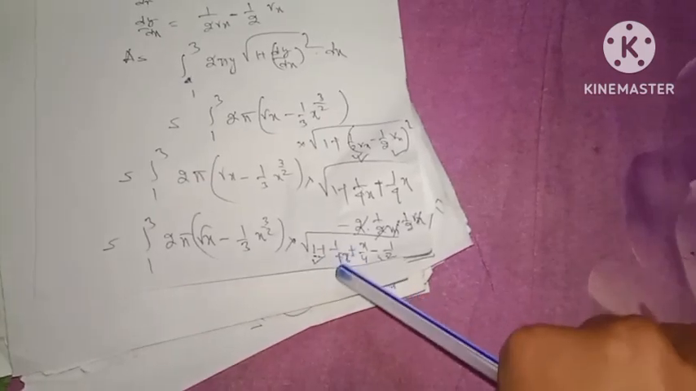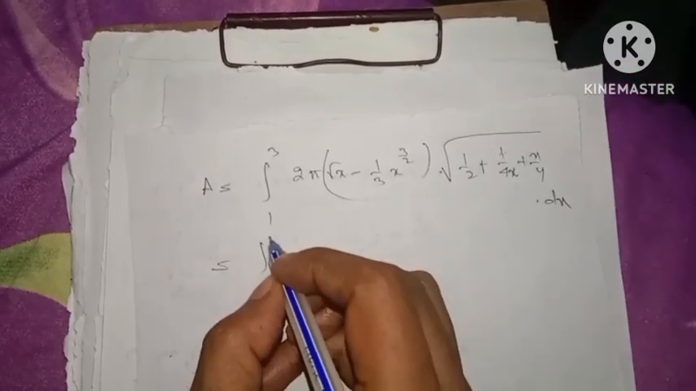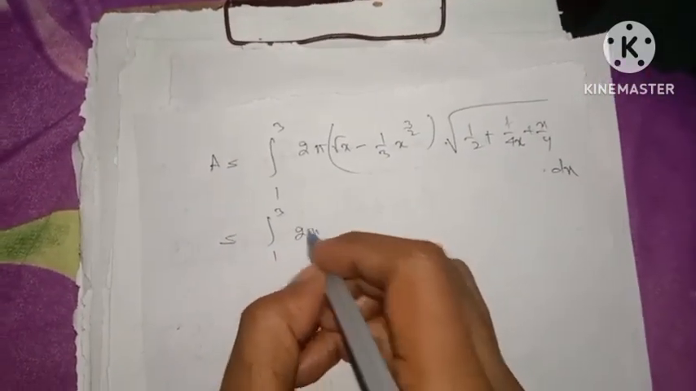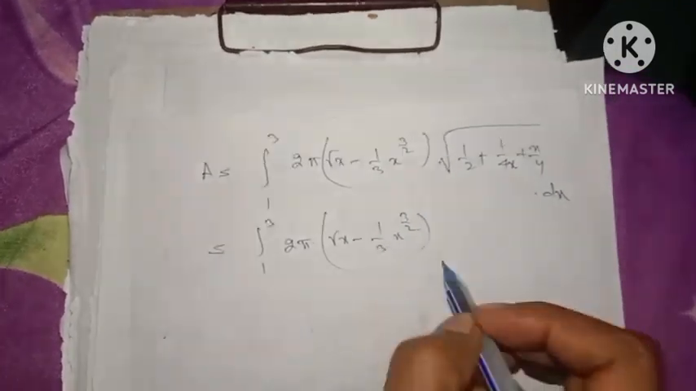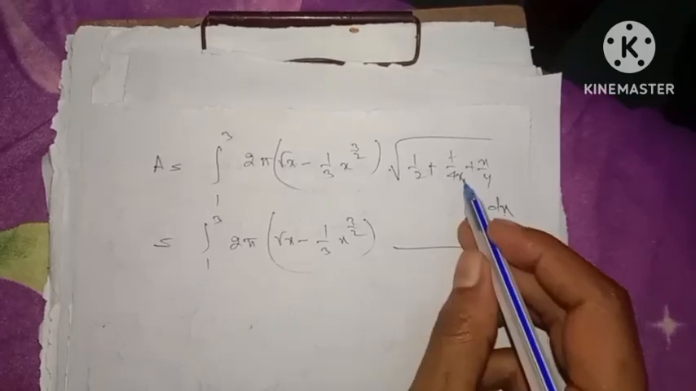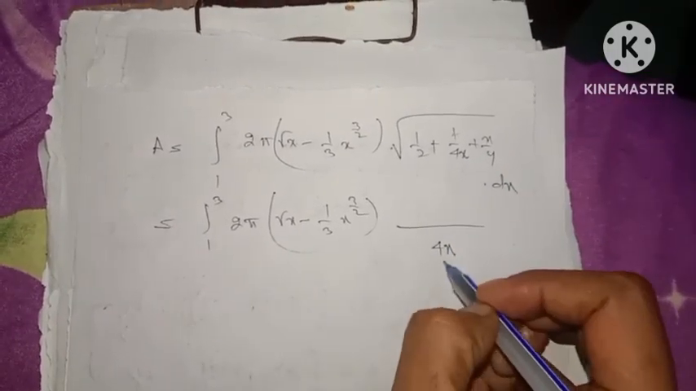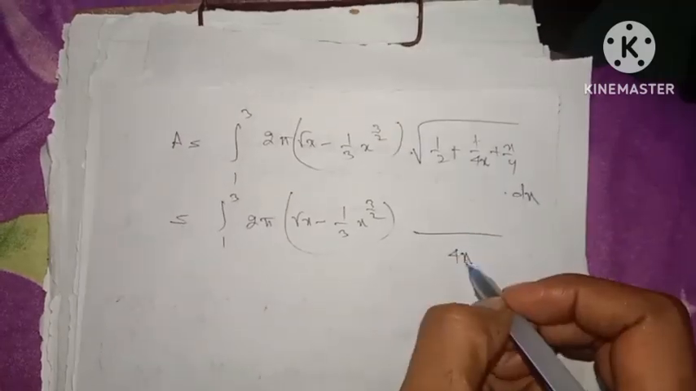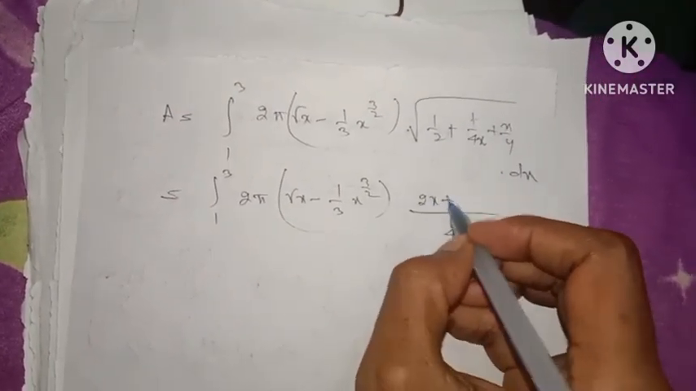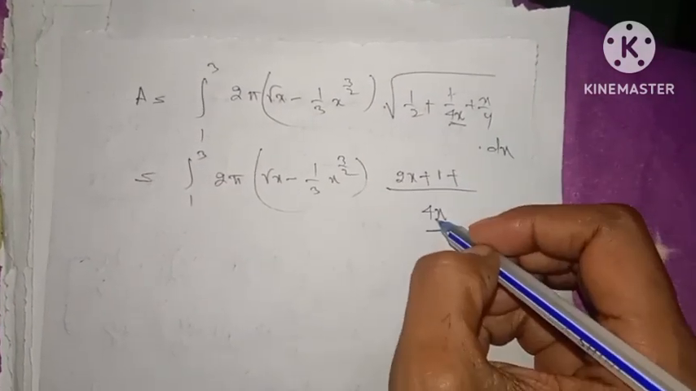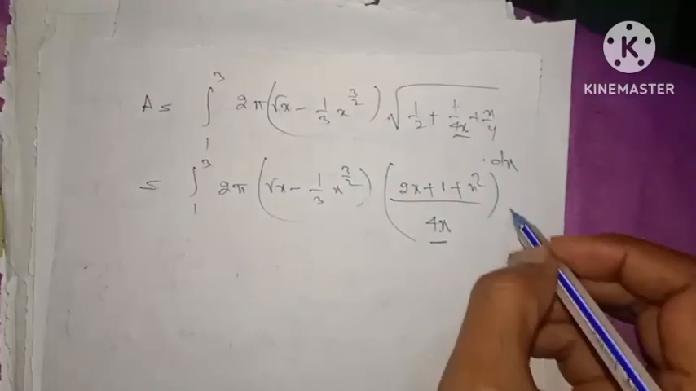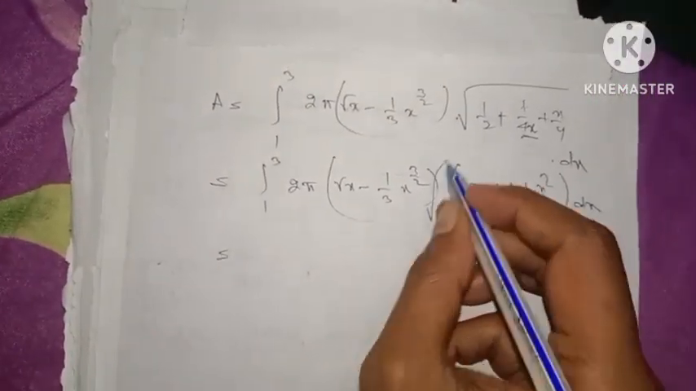So this is the integration from 1 to 3 of 2 pi times (root x minus 1 by 3 x to the power 3 by 2), into the root of 1 by 4x plus x by 4 dx. Then the LCM will be 4x. When you divide 4x by 2, the result will be 2, and 2 into x is 2x, plus 4x divided by 4x is 1, so 1 into 1 is 1, plus when you divide 4x by 4 you get x, and x into x will be x square, all under the root dx.